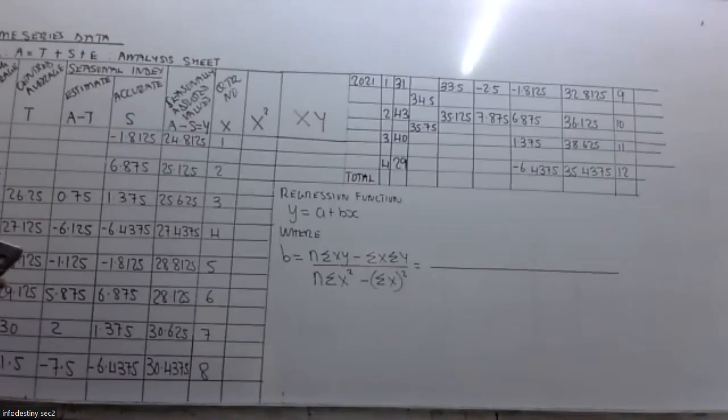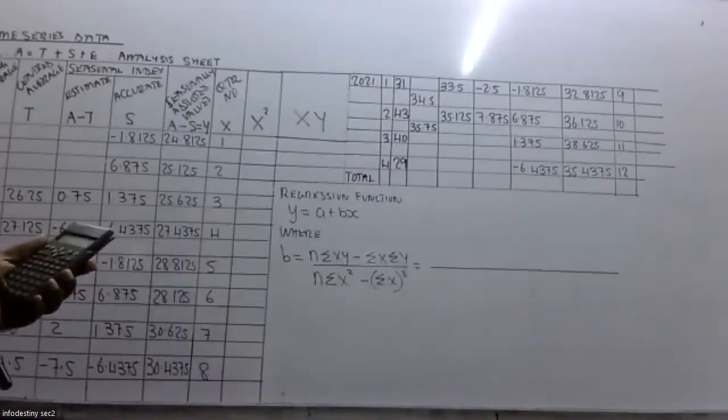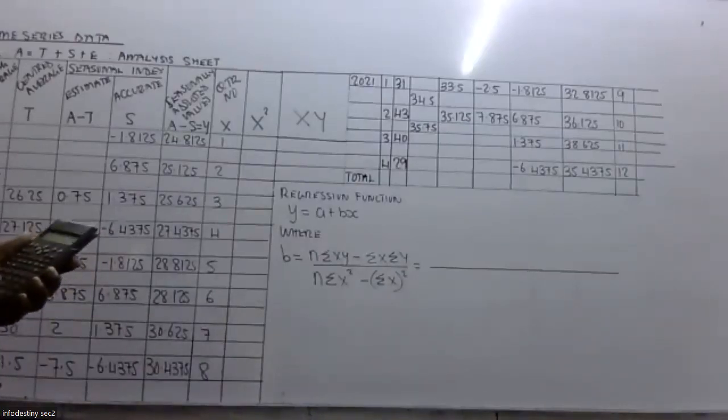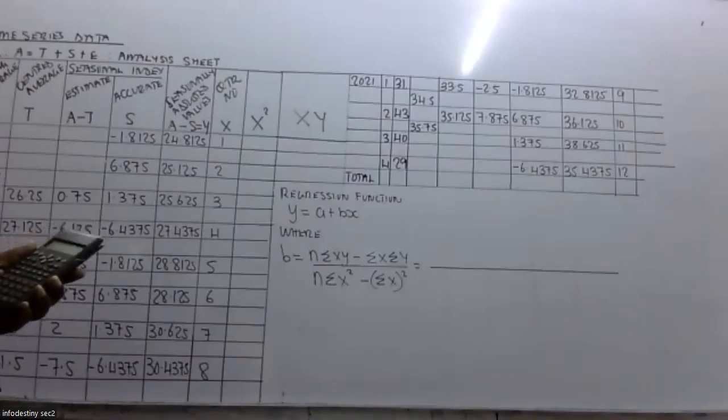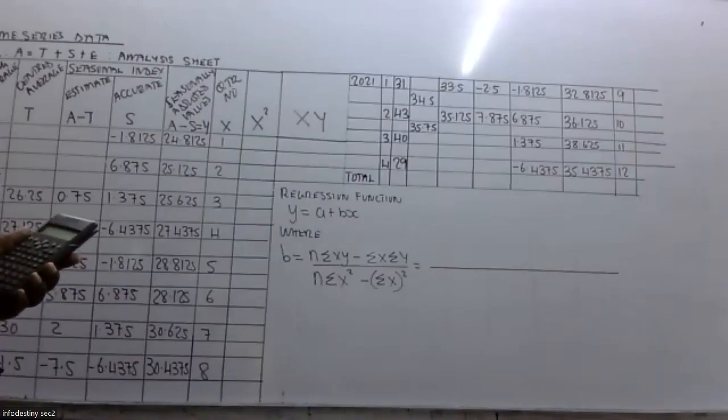30.4375 times 8 plus 32.8125 times 9 plus 36.125 times 10 plus 38.625 times 11 plus 35.4375 times 12.